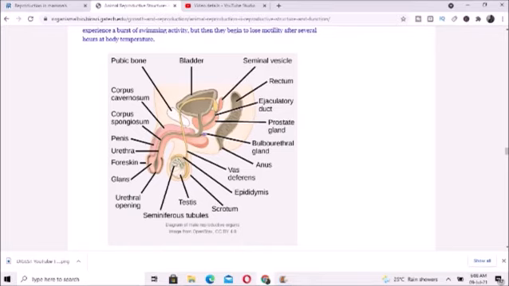How does the reproductive structure of the male look like? What does it entail? We have seen that of the female. Now we want to look at that of the male. In the male reproductive system, the scrotum houses the testicles or testes. The singular is testis, the plural is testicles, which produce sperm and some reproductive hormones.